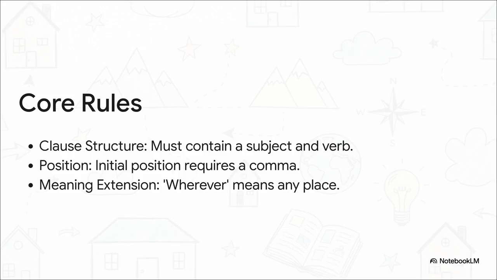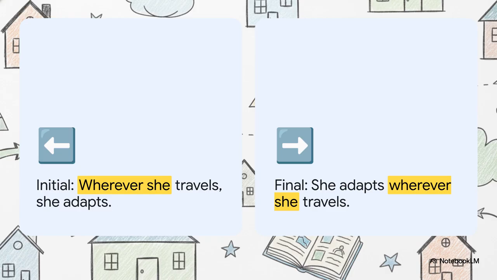For instance, wherever creates a universal any-place condition. Let's zero in on Rule 2, that comma rule, because, let's be honest, this is where even incredibly advanced writers stumble. When our adverb clause is in the initial position at the start of the sentence, wherever she travels, it requires a comma right before the main clause.